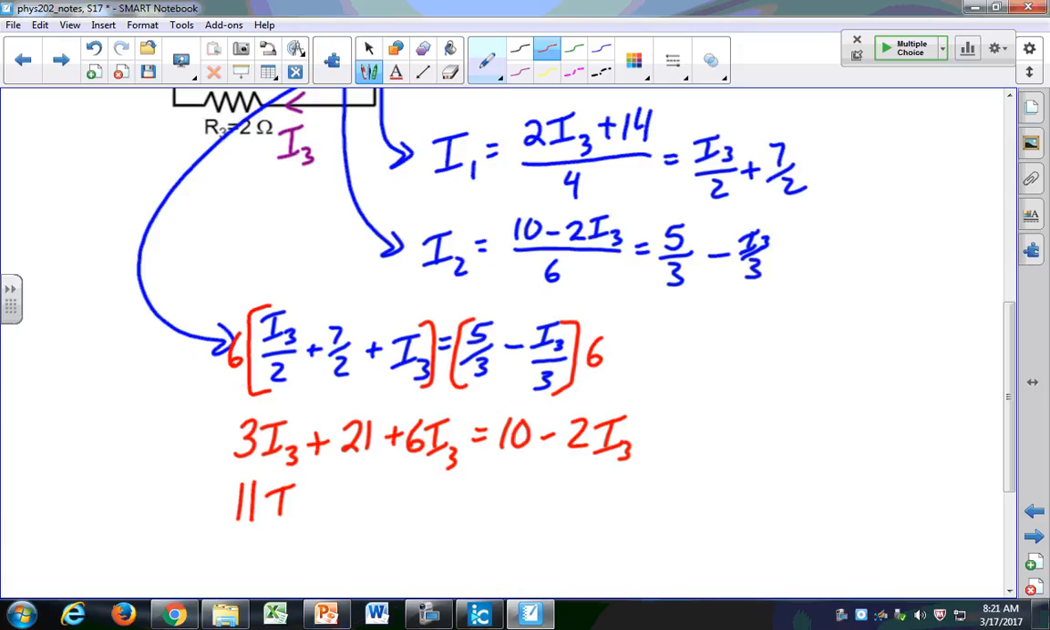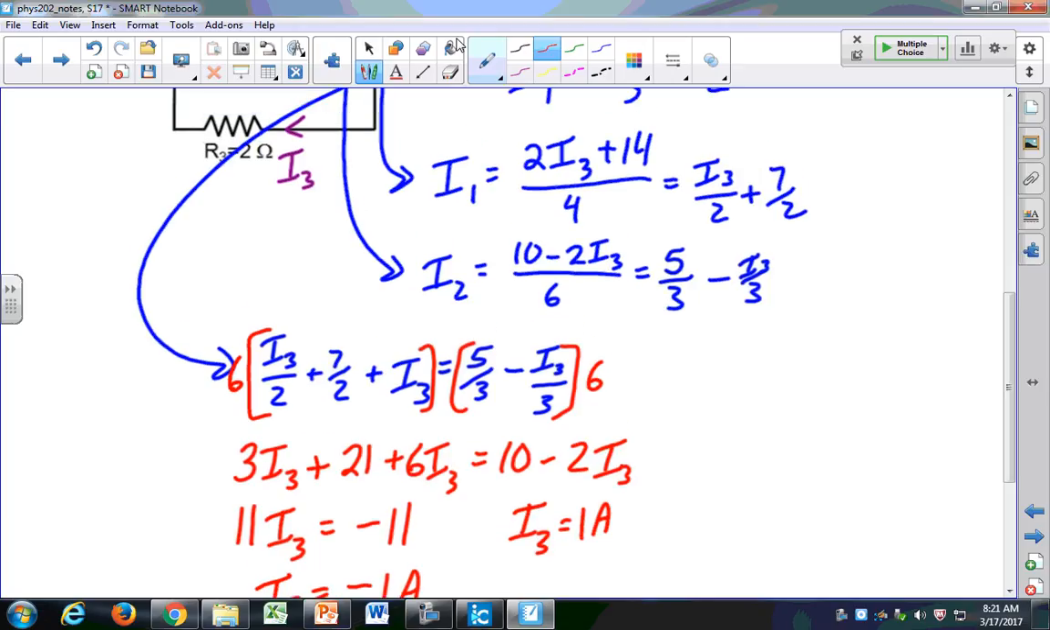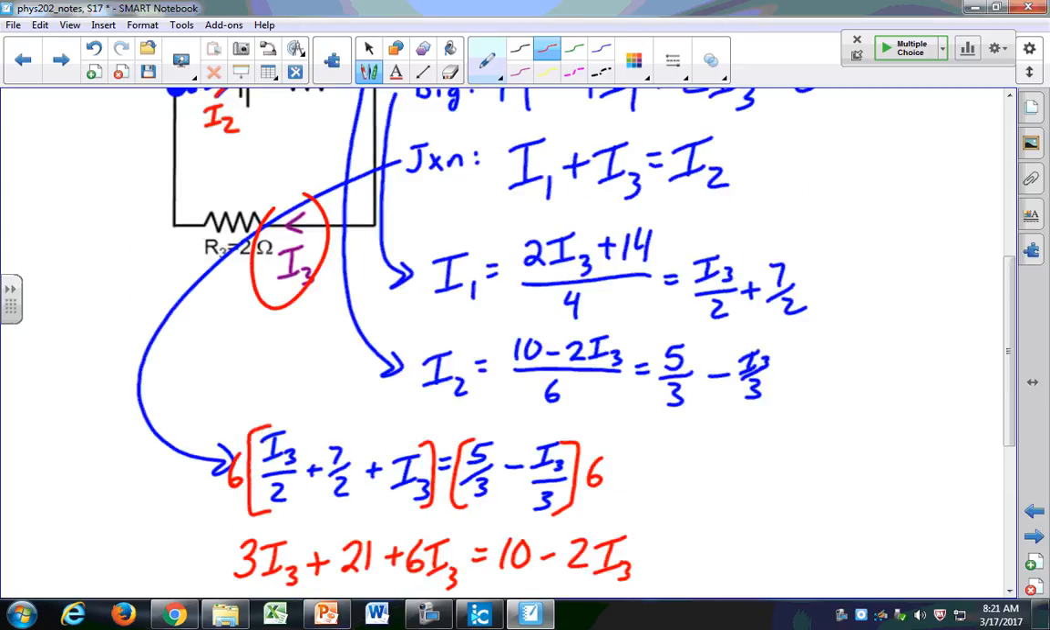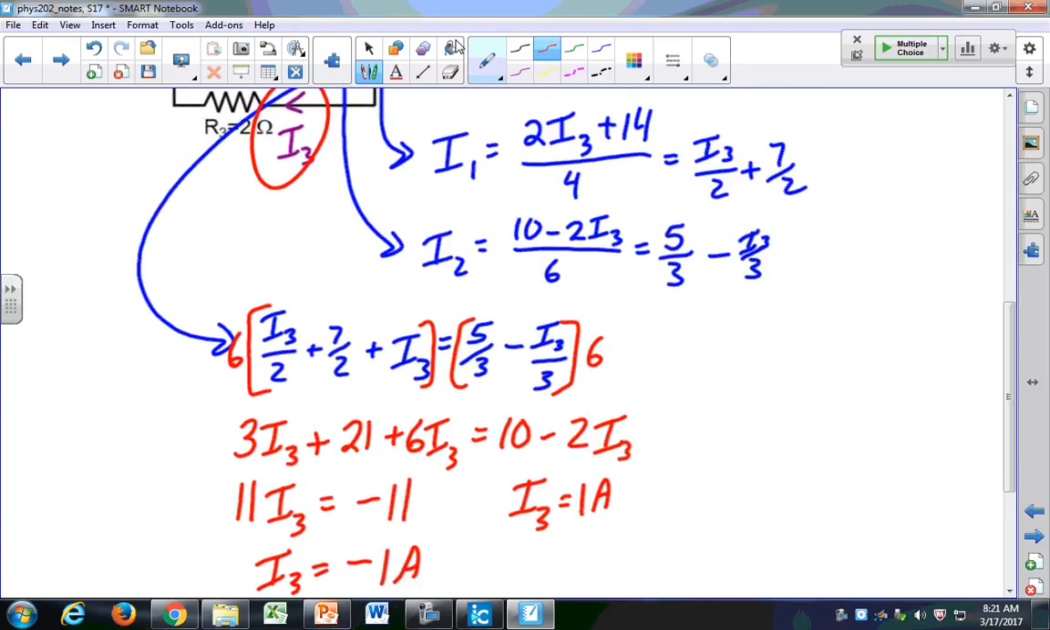And so I get 11I3 equals 10 minus 21, which equals negative 11. So I3 equals negative 1 amp. The negative means that I3 equals 1 amp, and notice that I chose I3 to the left, so it's actually 1 amp to the right.